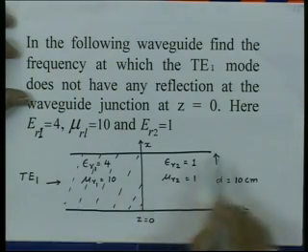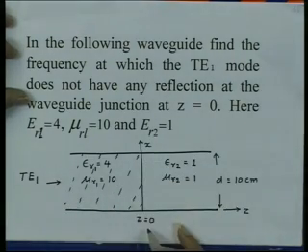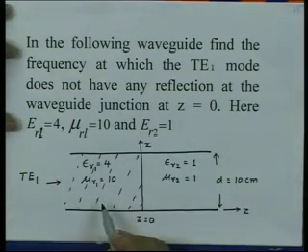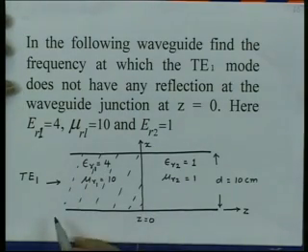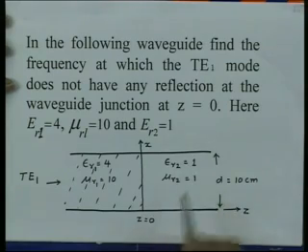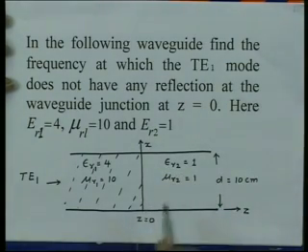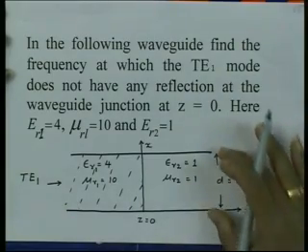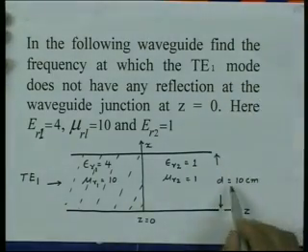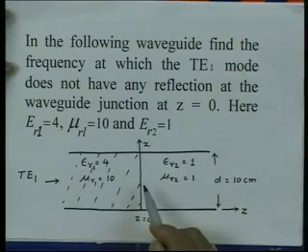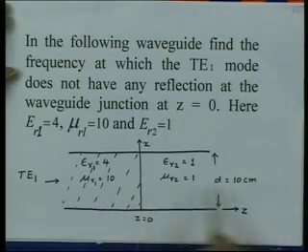So, we have here the parallel plane waveguide, this is z equal to 0. For z less than 0, the waveguide is filled with a material with dielectric constant 4 and relative permeability 10, and for z greater than 0, the dielectric constant is 1 and the relative permeability is 1, and the width, or height, of the waveguide is equal to 10 centimeter. Now we have to find out the frequency for which there will not be any reflection from here.